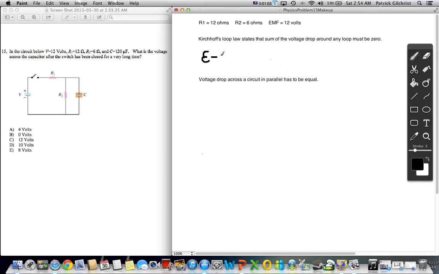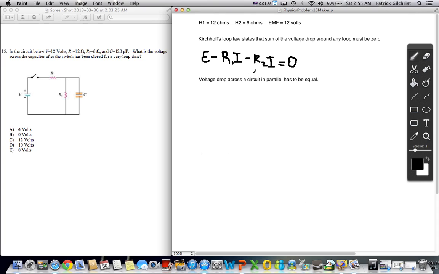minus the voltage drop across the first resistor, which can be written as the resistance R1 times the current I, minus R2 times I, is equal to 0.